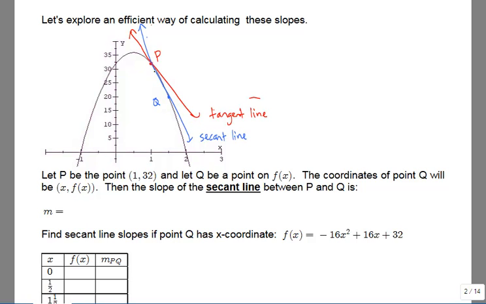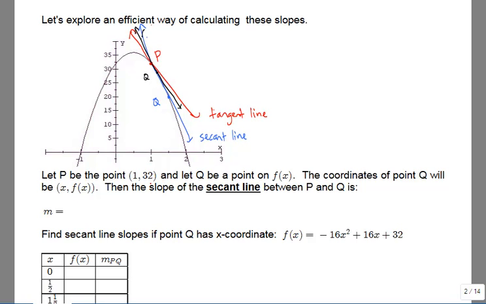But the idea is if I pick another point Q that's closer, then this secant line is going to look more and more like that red line. And the closer I make Q get to P, the better the approximation will become. So let's see if we can do this.